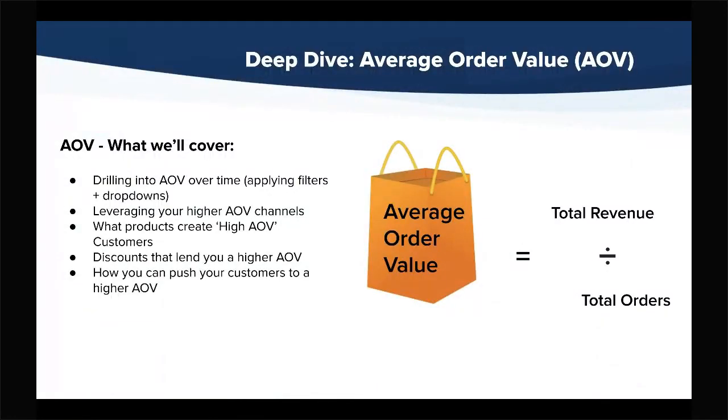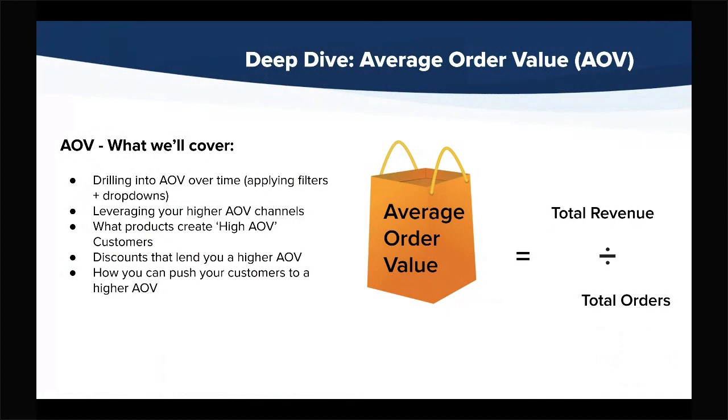Okay, so for today's deep dive of AOV, or average order value, I guess it would be helpful to start off with the actual definition of AOV. Average order value is going to be your total revenue divided by your total orders. What we're going to cover today is we're going to hop into the app, show you some of our filtering abilities, some of our drop downs that are going to lead you to finding AOV, leveraging your AOV, increasing that AOV, finding those high AOV customers, lots of AOV things today.